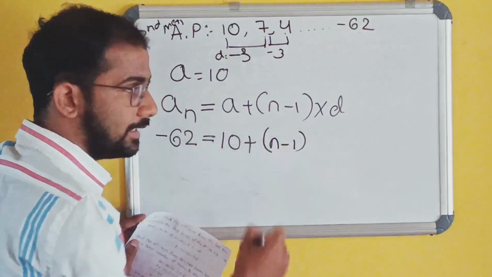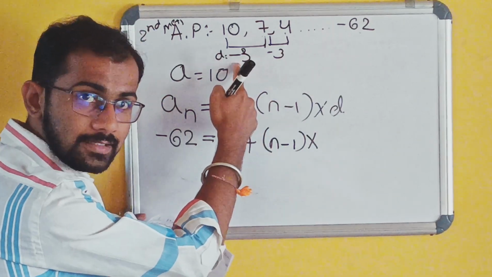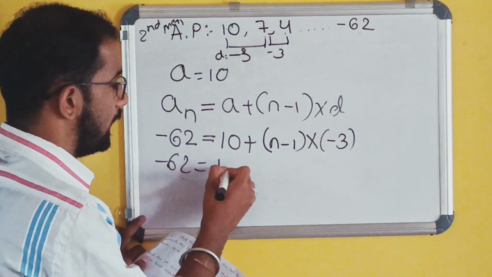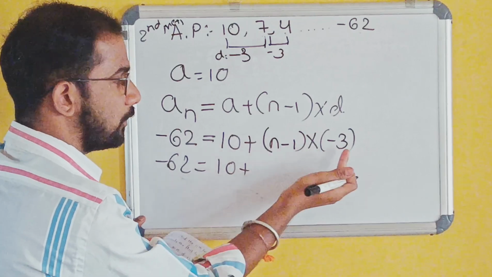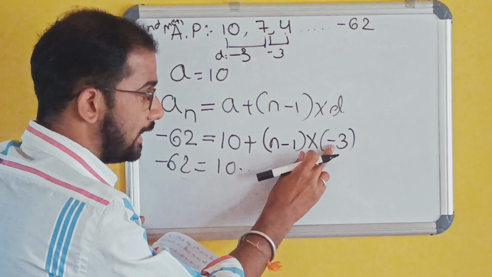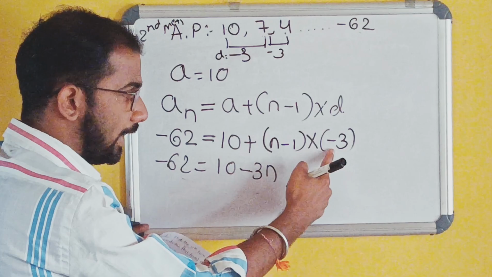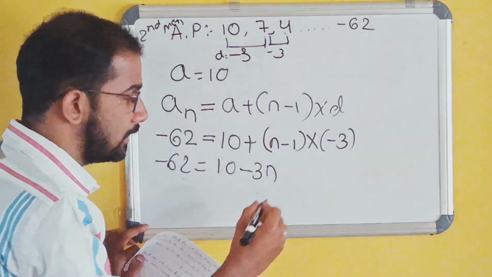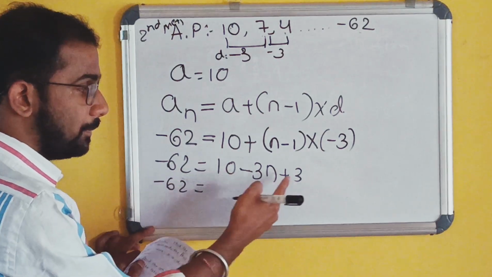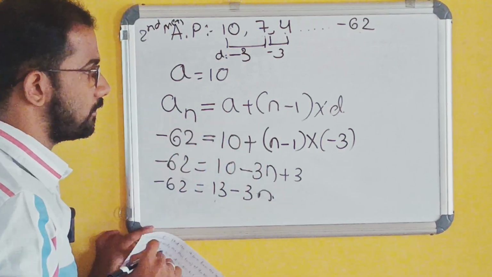So keep n as it is, and the value of d is minus 3. So minus 62 equals 10 plus, multiplying term by term, minus 3 into n, that is minus 3n, and minus into minus, that is plus 3. Now minus 62 equals 10 plus 3, which is 13, minus 3n.